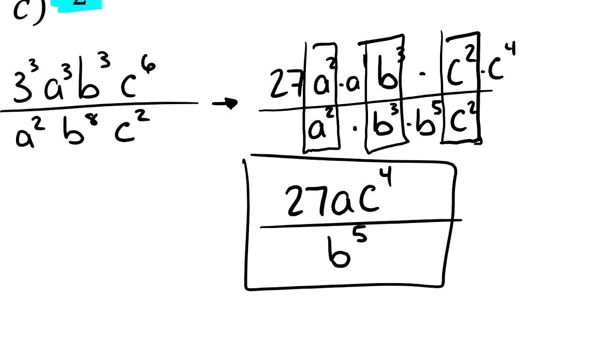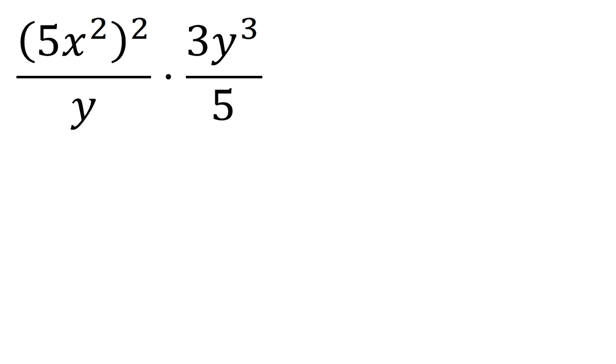Let's go to part B. So for part B, I think I'm going to go ahead and do the same thing where I raise 5x squared to the second power. So that entire thing is being raised to the second power. That's where we're using these parentheses. Let me highlight that. So the only thing I'm going to change is this portion of it.